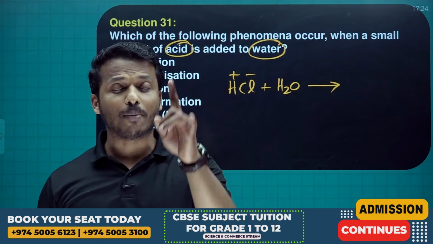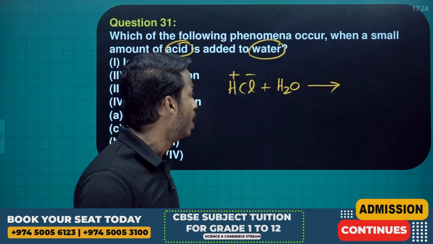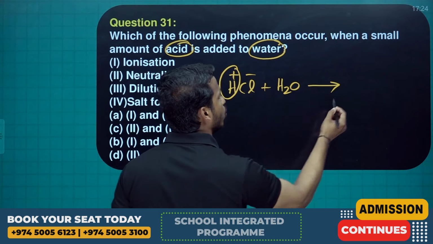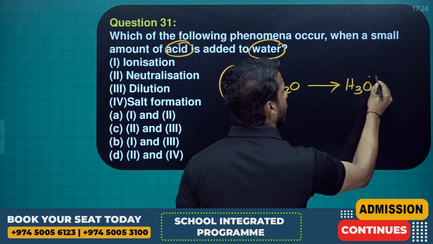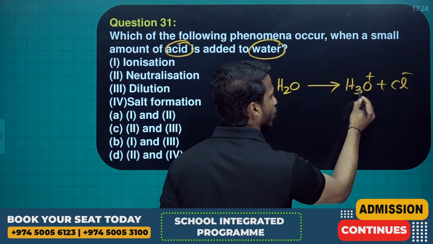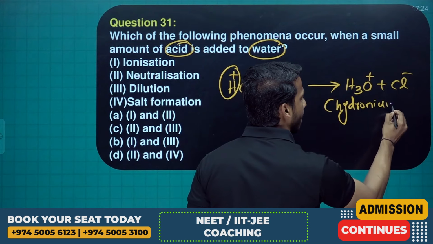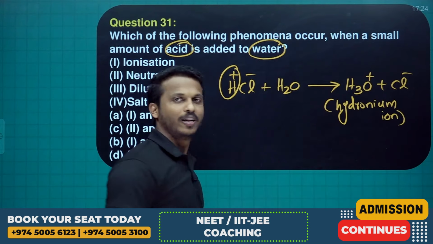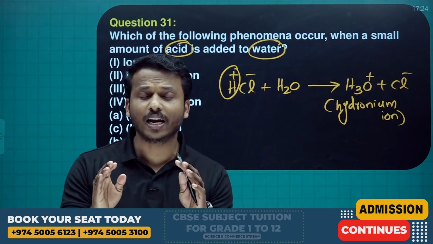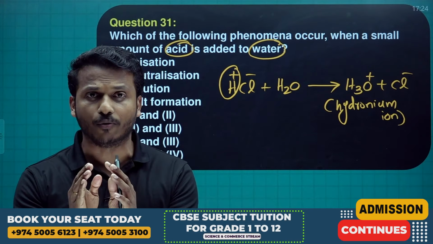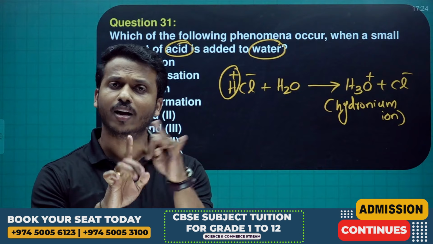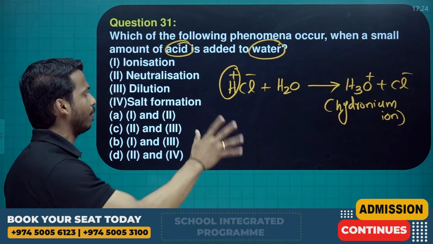So H plus and Cl minus, H plus is unstable. So H plus combined with H2O, you will get H3O plus and what? Cl minus. What do you call H3O plus? Hydronium ion. Yes or no, my dear? So when an acid reacts with water, it will give you the hydronium ion and the anion, H3O plus and Cl minus.